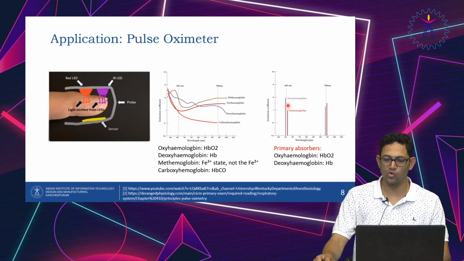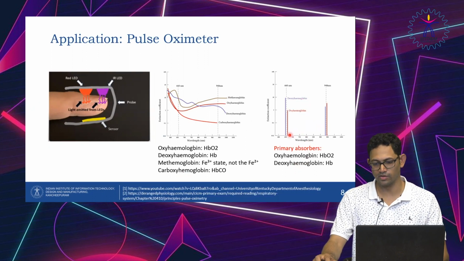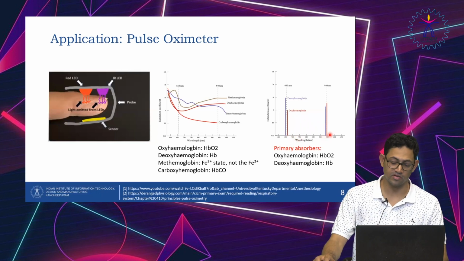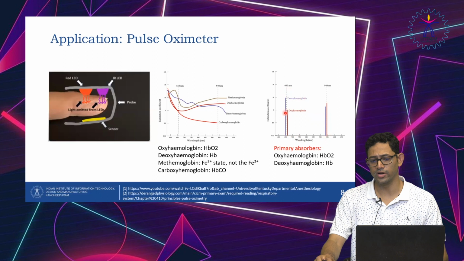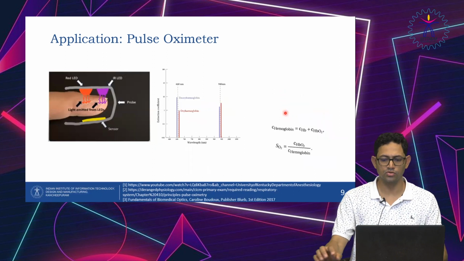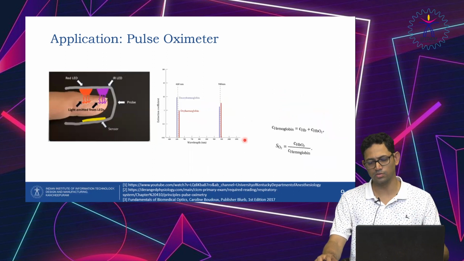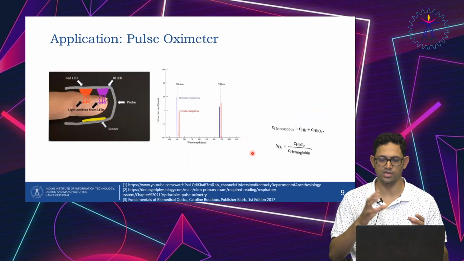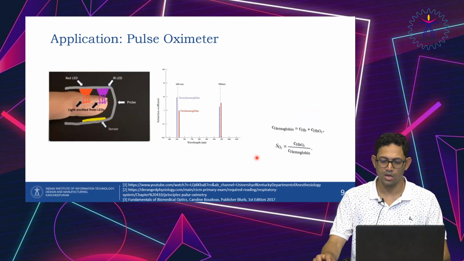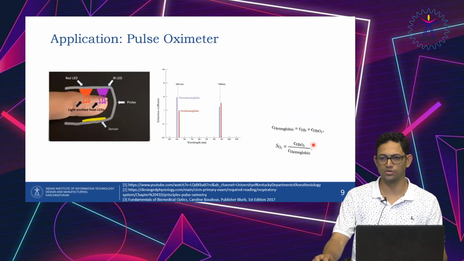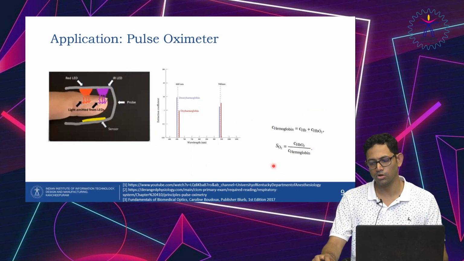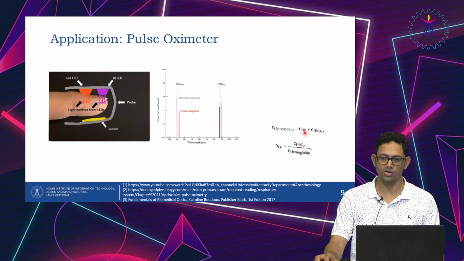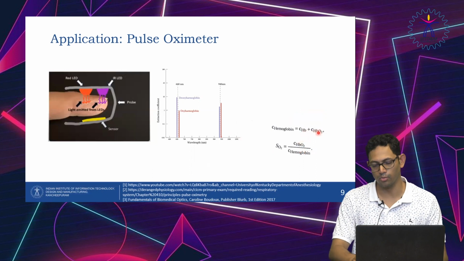And the values of epsilon at two different wavelengths, around 650 for the red and 950 for the infrared, are the two values that you already know. Now using this pulse oximeter, what do you find? You actually find the oxygen saturation, SO2, and that is the ratio of the concentration of oxygenated hemoglobin over the total hemoglobin. Now what is total hemoglobin? It is just the addition of deoxygenated hemoglobin and oxygenated hemoglobin.